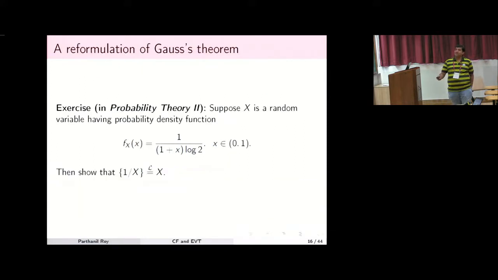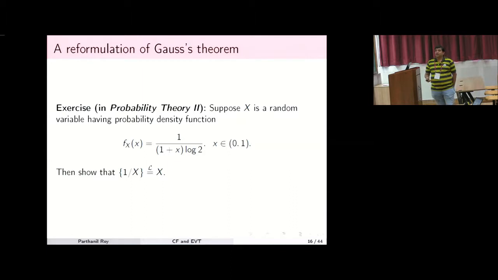So if x is a random variable having a probability density function, this is a valid probability density function because it integrates to 1. Just show that if you take the Gauss map on it, that also has the same density. It's not hard, it's difficult. I actually gave this exercise to my students in ISI, and the good students could do it. I just told them this is the theorem of Gauss, and they all got motivated.